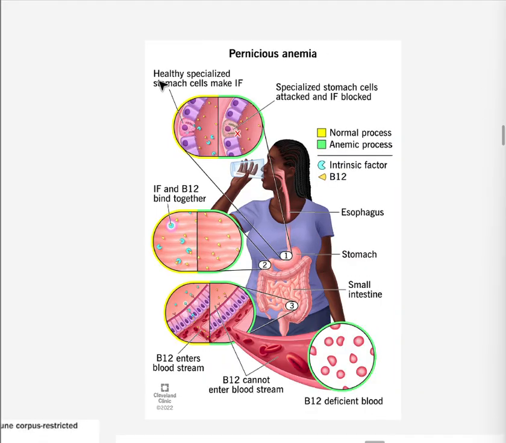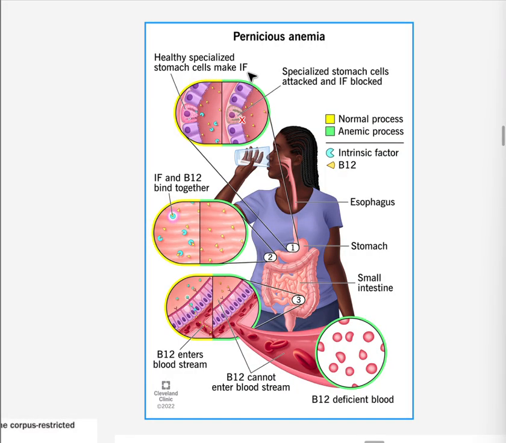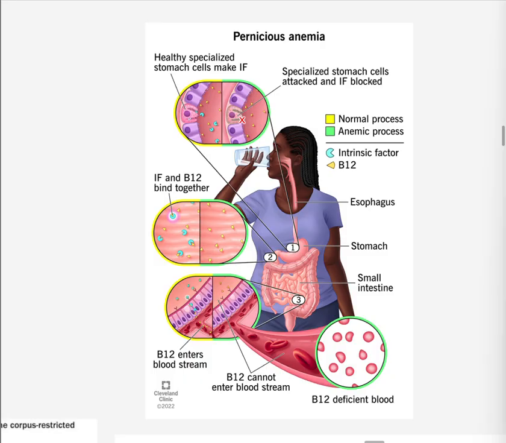Now, intrinsic factor: healthy specialized stomach cells make intrinsic factor. This is necessary for B12 absorption in the terminal ileum. So, in the terminal ileum, the B12 enters the bloodstream through the usage of intrinsic factor. The blue ones are intrinsic factor, the yellow one is B12. So, the yellow and blue one combine for the B12 to enter the bloodstream. Now, if you have autoimmune mediated gastritis, the intrinsic factor cannot be absorbed. Since the intrinsic factor cannot be absorbed, this leads to a B12 deficiency.